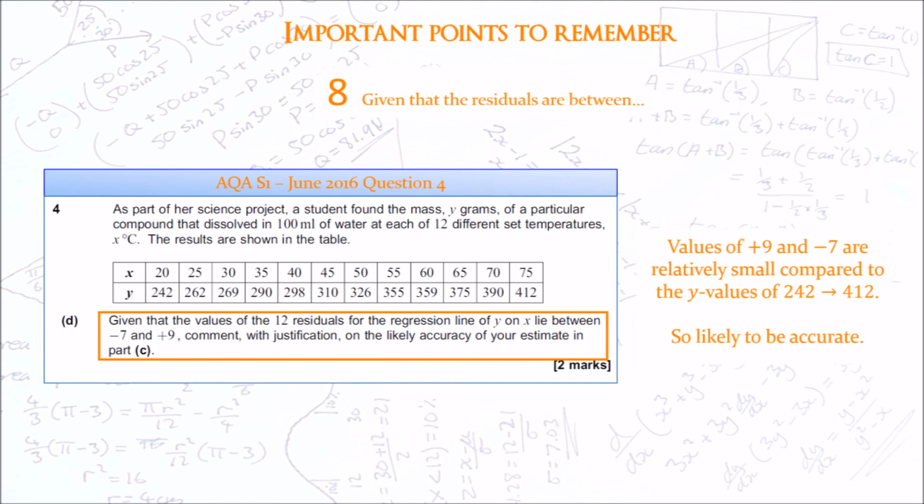Part 8, given that residuals are between. So this is a comment section, the idea that it's going to say we've got the residuals lie between here and here. What does that mean on the accuracy with it? So you need to look at your residuals and look at the size of them relative to your y values. If they're relatively small, then it's going to be quite a positive, quite an accurate prediction. Whereas if they're quite large relative to your y values, then it means that your prediction probably isn't very accurate.